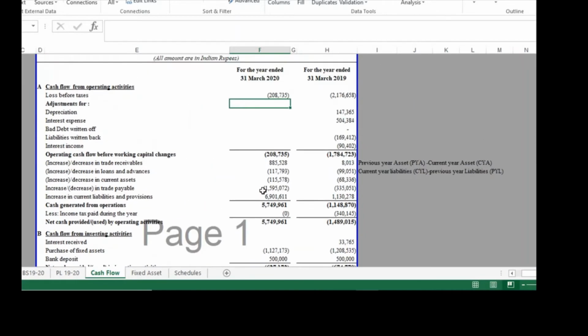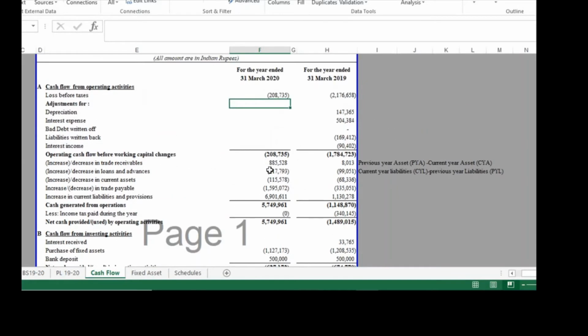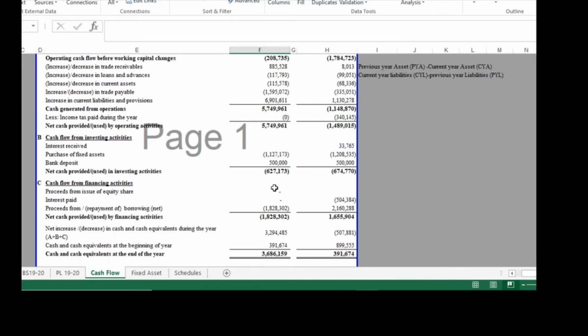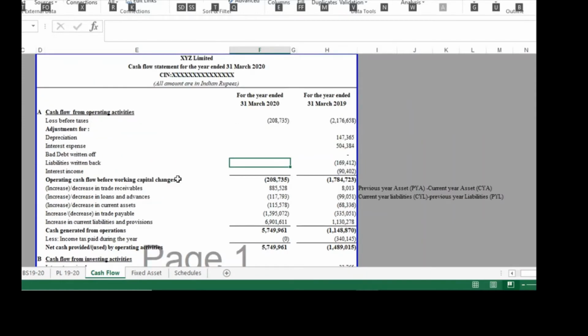But does it complete our cash flow statement? No. The answer is no. The reason being, there are few items which may be in operating activity but need to be reclassified to investing activity or financing activity. Or there may be some items which are in investing activity or financing activity which need to be reclassified to operating activities, or to investing or financing activity. Now let us see how we can do it.